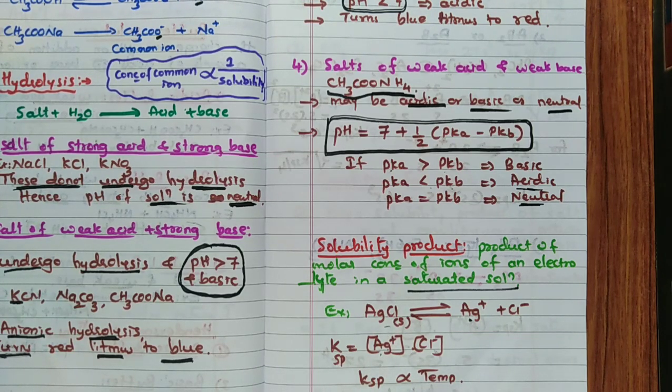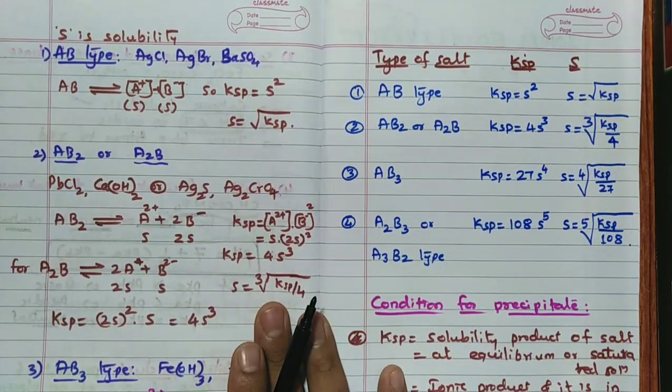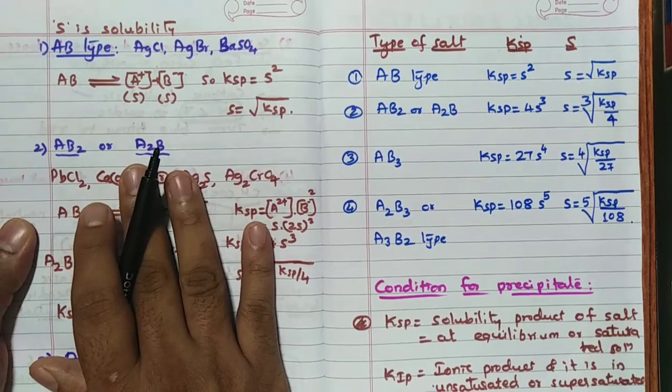So Ksp is always directly dependent on temperature. Remember, as temperature increases, dissociation increases, so Ksp is going to increase. Yes, very important expression for Ksp. Here I have given the table. Before that I will tell you how it is obtained.